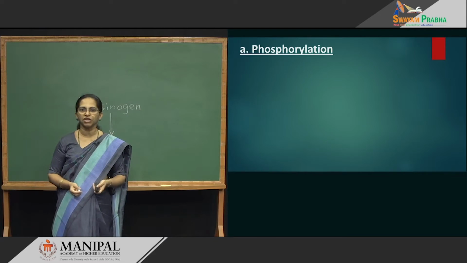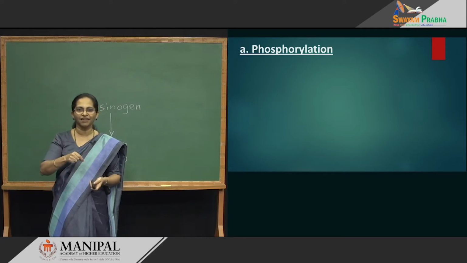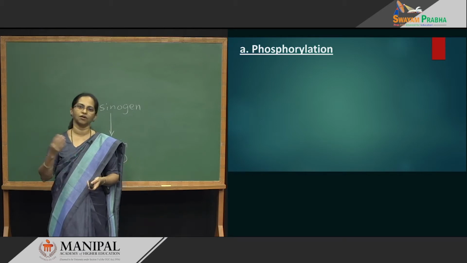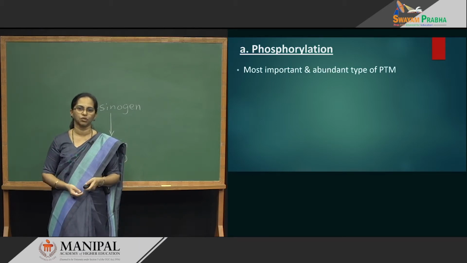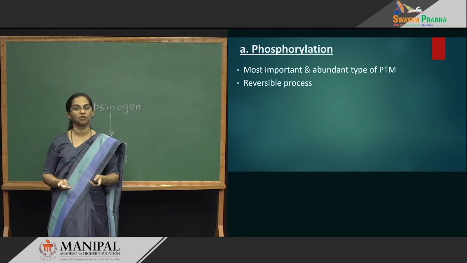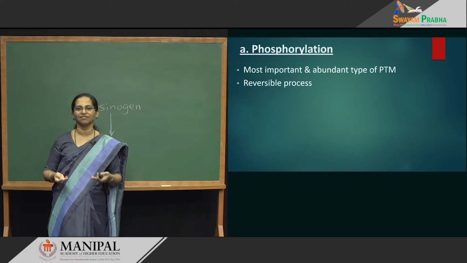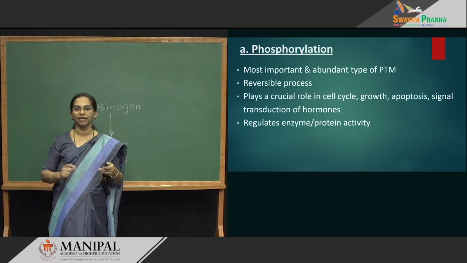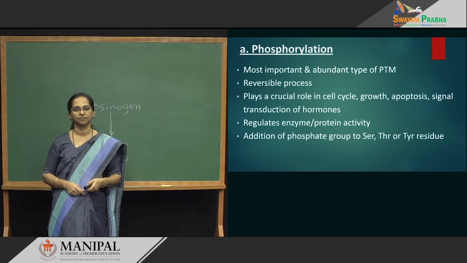So, let us begin with the first one, and that is phosphorylation. So, what is phosphorylation? You are actually trying to add a phosphate group or remove a phosphate group and make it an active or inactive protein. So, it is the most abundant type, it is a reversible process. When time comes we add, when time comes we remove it with the help of hormonal regulation. It is crucial in cell cycle and cell growth. It will regulate the enzyme activity, and there is addition of a phosphate group.